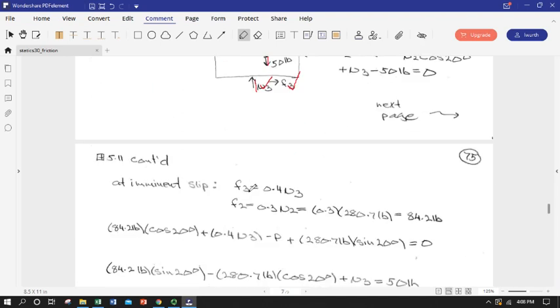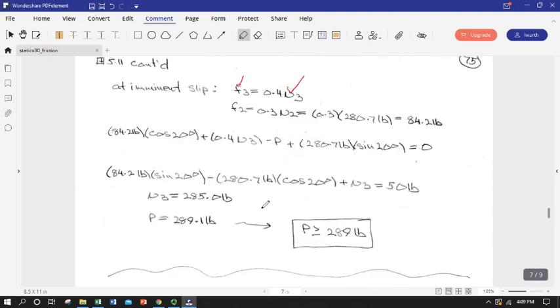We can slap in imminent slip, which relates F3 and N2, and the nice thing is we didn't have to write a moment equation. We got our third equation by invoking imminent slip, so that made it much easier. So now we have the right number of equations and unknowns, and we just turn the algebra crank and get our answer, 289 pounds.